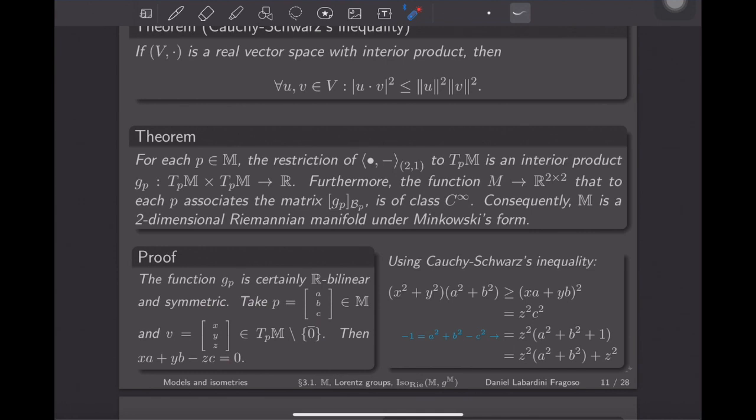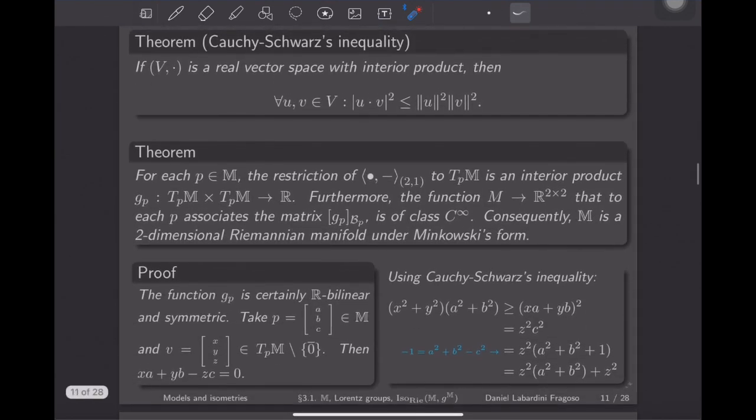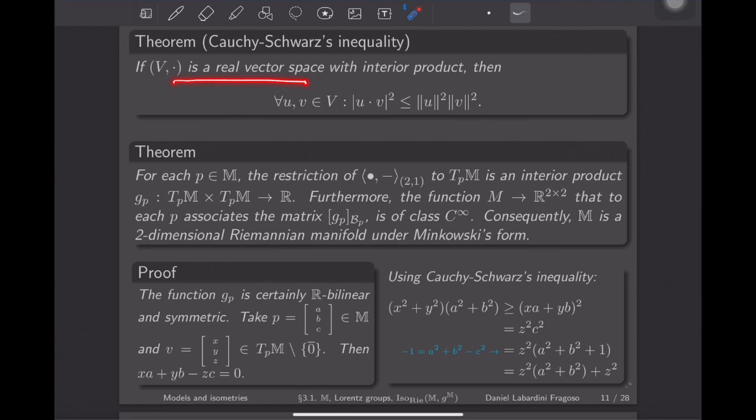Well, what I know is that P and V are Minkowski orthogonal. So I just write what it means to be Minkowski orthogonal, and this is just from the previous proposition: to be tangent is to be Minkowski orthogonal. Okay, and now I'm going to use the Cauchy-Schwarz inequality, which I just wrote here to remind you, which is for any real vector space with an inner product, I have this inequality.